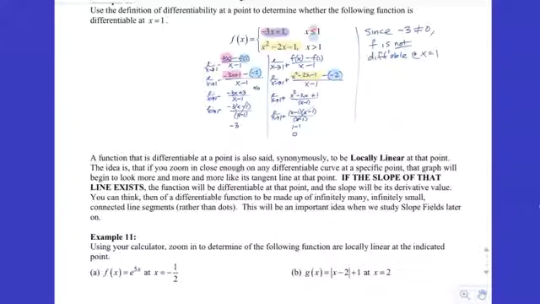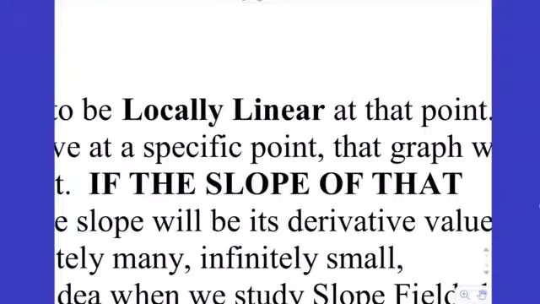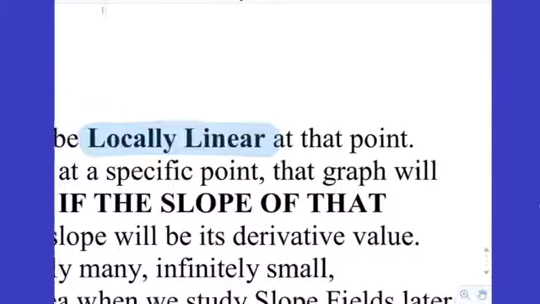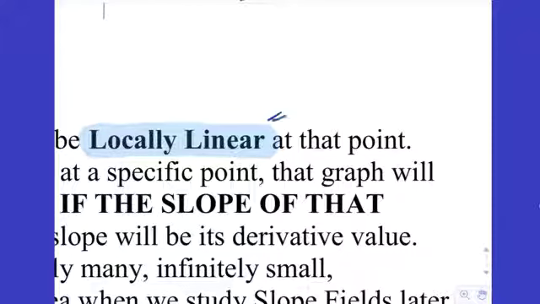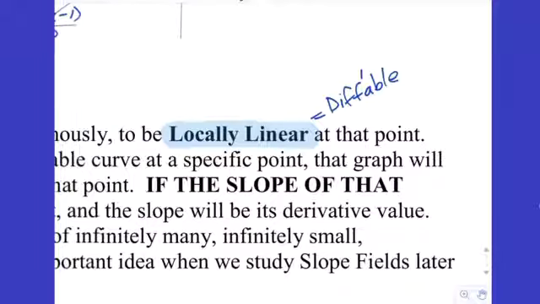All right, the last thing that we're going to do here is just talk about this concept of locally linear. A function is said to be locally linear if and only if it is differentiable. So local linearity at a point is the same as differentiable at a point. They're synonymous. They're exactly the same.